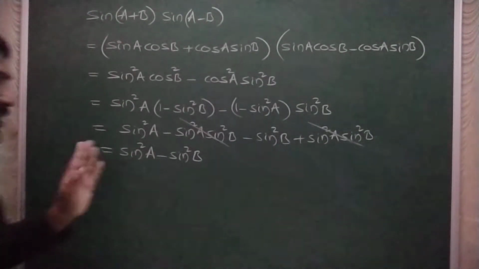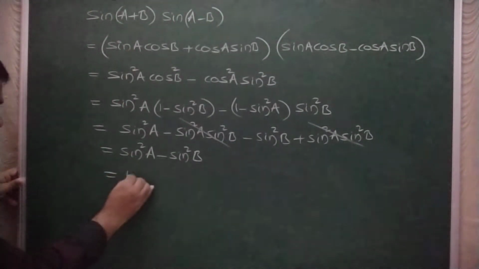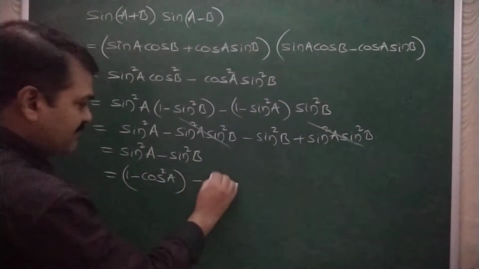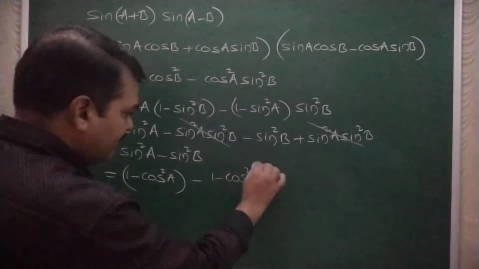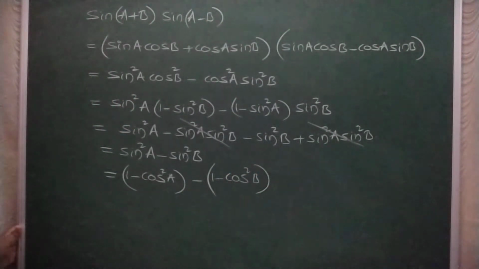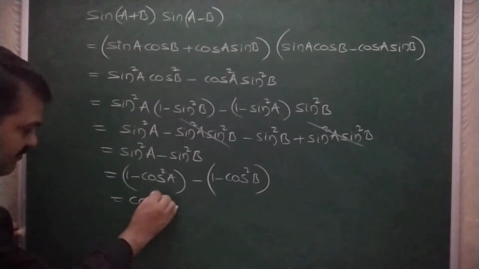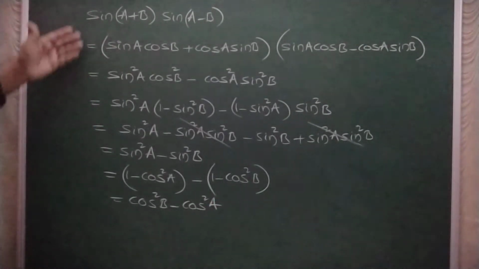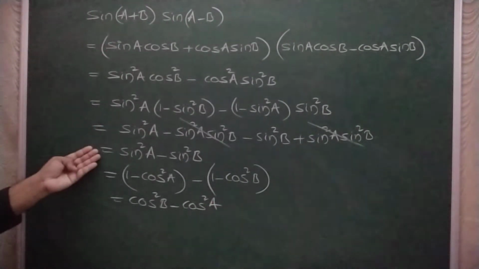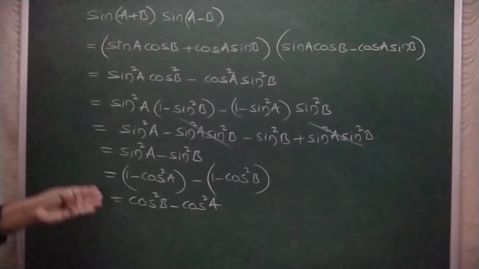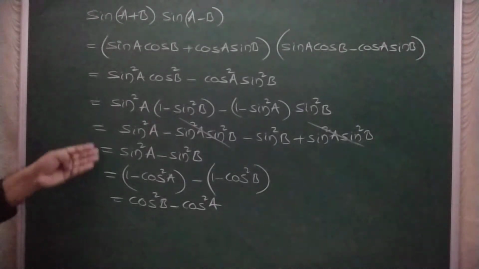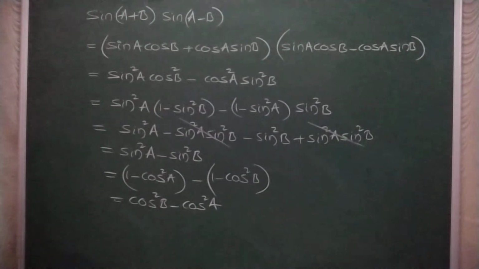So if you want the formula in terms of cos, write sin square A as 1 minus cos square A and write sin square B as 1 minus cos square B. Simplifying, we get cos square B minus cos square A. So the formula in terms of sine is this one and in terms of cos is this one. So based on our requirement in the particular problem, we can use any one of these two formulas. So sin(A plus B) into sin(A minus B), this is the formula.